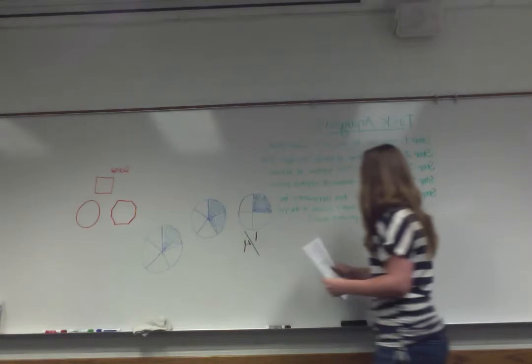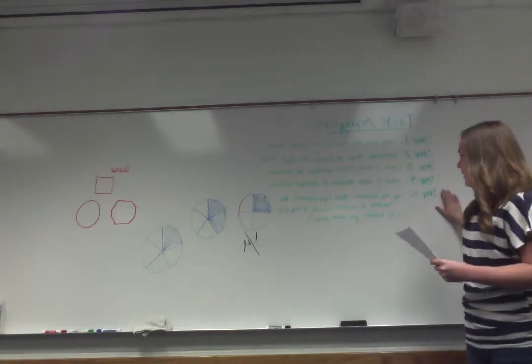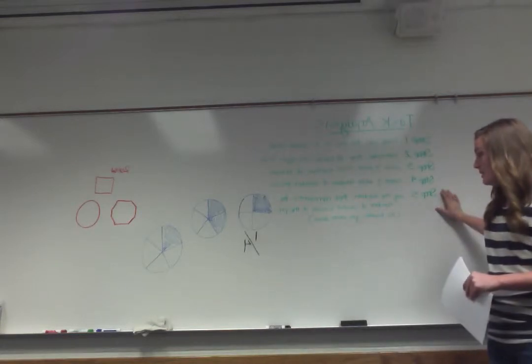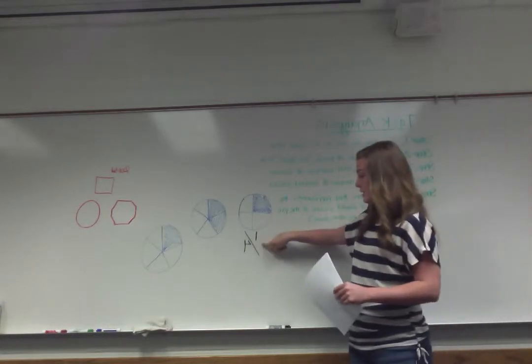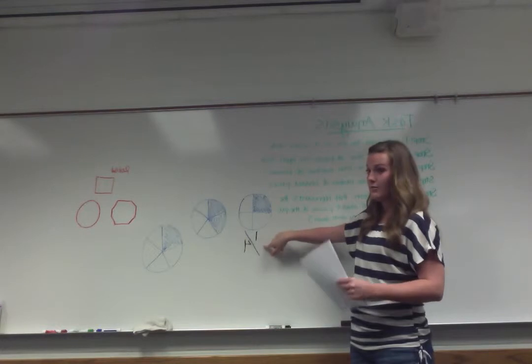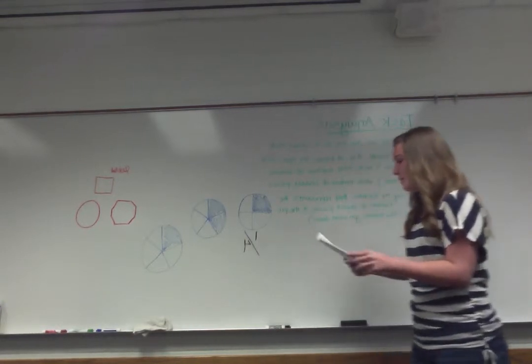Okay. So our last and final step is we're going to say the fraction that represents the number of shaded pieces of the pie. Okay, so let's all say this number. Ready? 1/4. Great job. Thank you for your help on that.